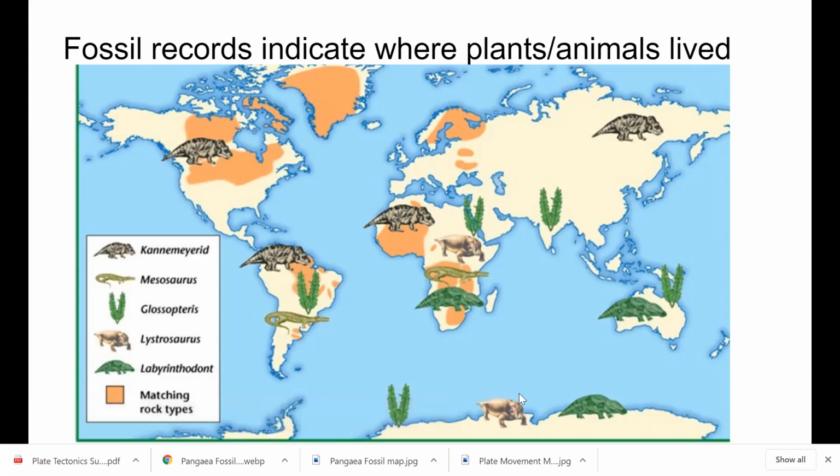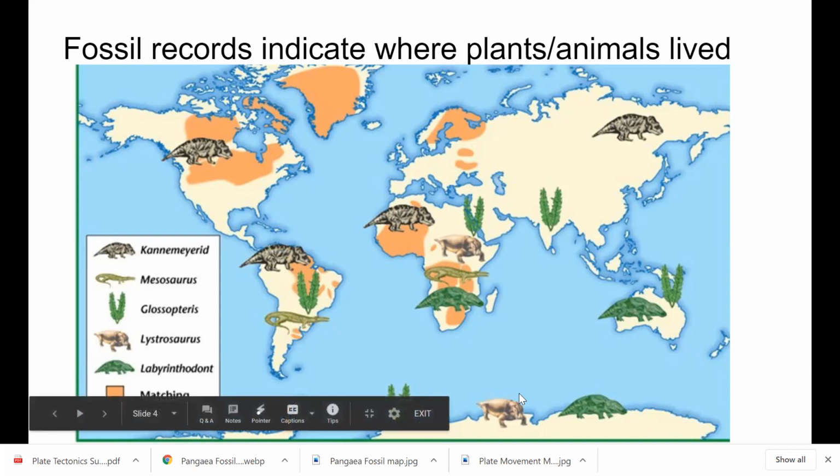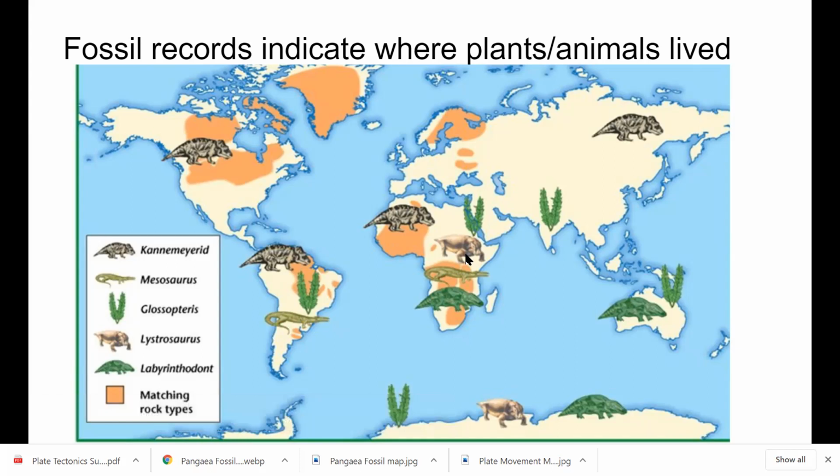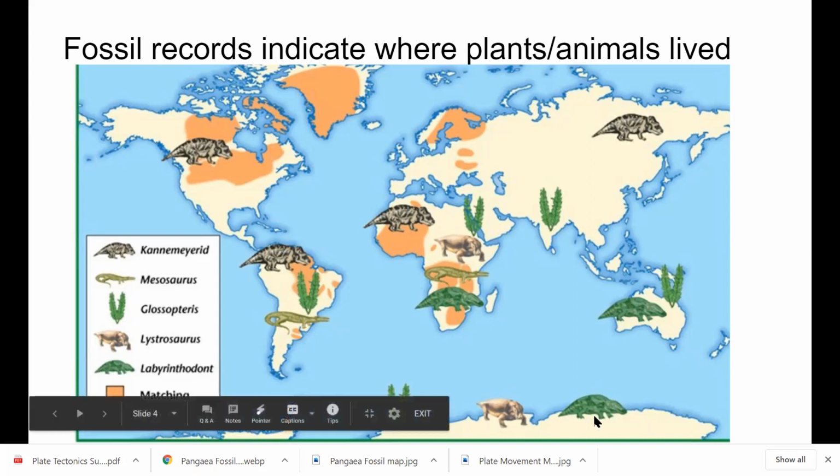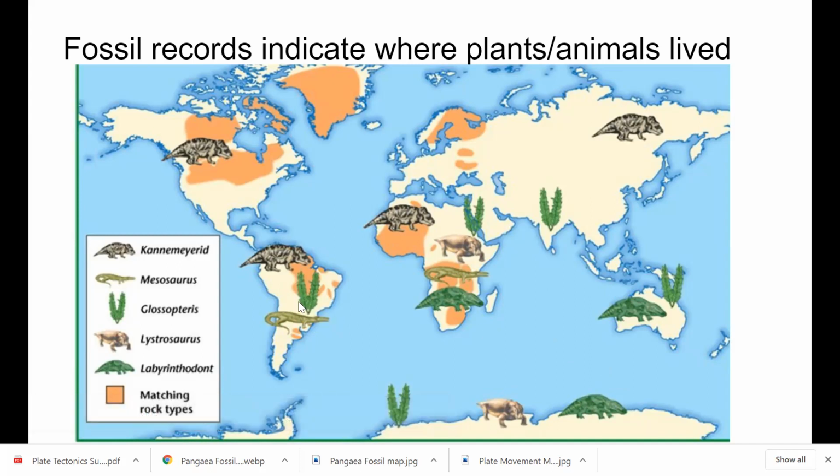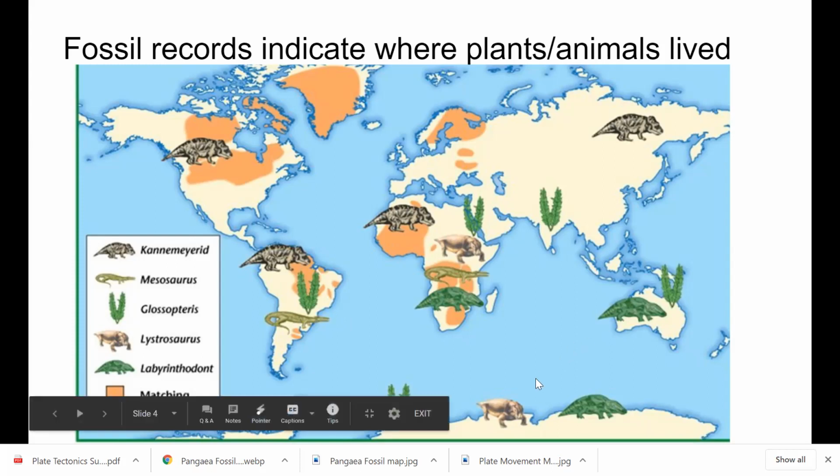This one right here, Lystrosaurus, found in Antarctica, also found in Africa. And then you've got this one, Labyrinthodont, found in Australia, southern part of Africa, also found in Antarctica. And you've got Glossopteris, this plant found in South America, Africa, India, Australia, and Antarctica. So how is it possible that these things were found completely separated from each other?